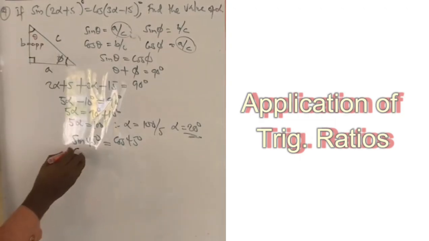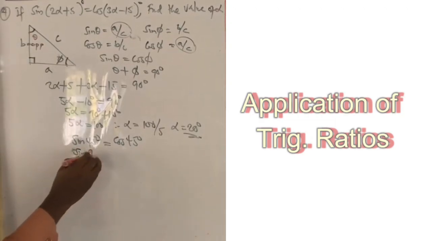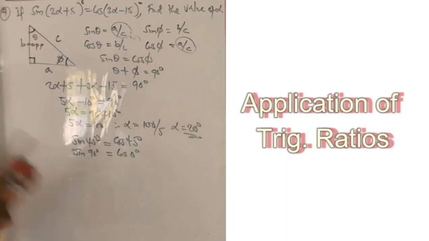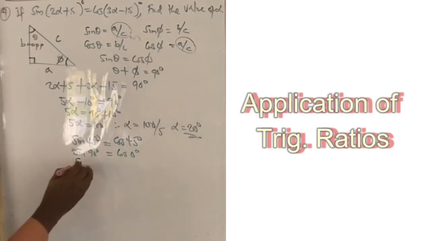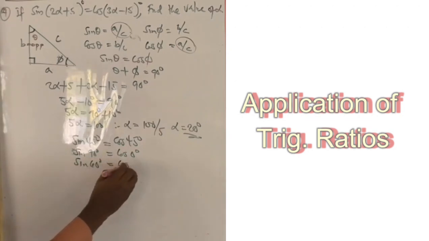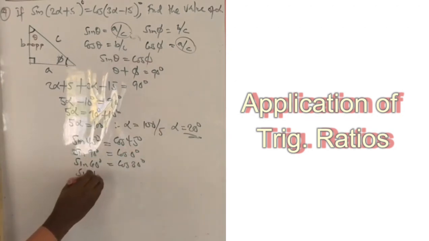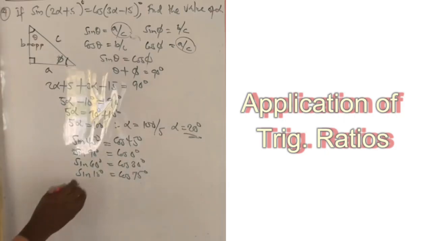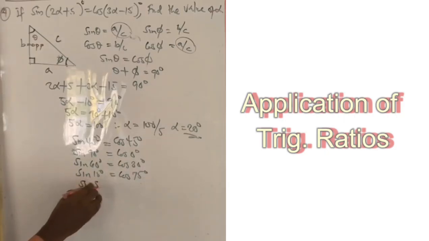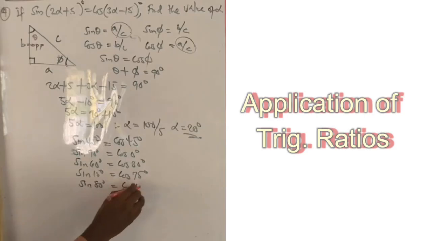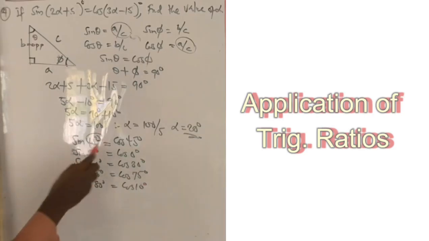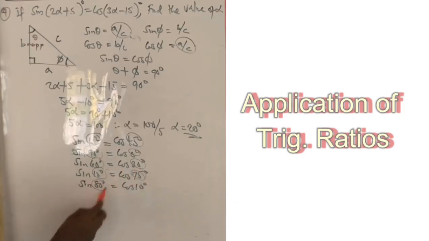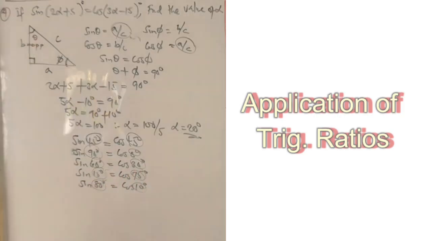Now give me two angles that will give me 90 degrees. Let's use 90 and 0. Sin 90 will be equal to cos 0. Sin 90 is 1, cos 0 is 1. Sin 60 must be equal to cos what? 30. Sin 15 must be equal to cos 75. Sin 80 must be equal to cos what? 10 degrees. When you add this angle and your answer is 90, the sine and the cos of those angles have to be what? Equal. Is that understood?